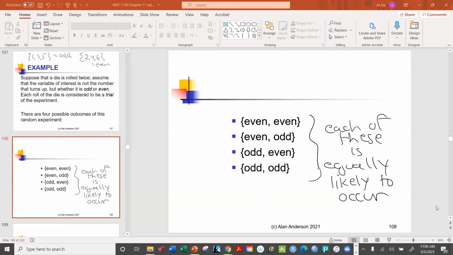All right. Now, you can write out all the possibilities if you want to and see that in 1/4 of the cases, you'll get even followed by even. In 1/4 of the cases, you'll get even followed by odd. In 1/4 of the cases, you'll get odd followed by even. And then finally, in 1/4 of the cases, odd followed by odd.